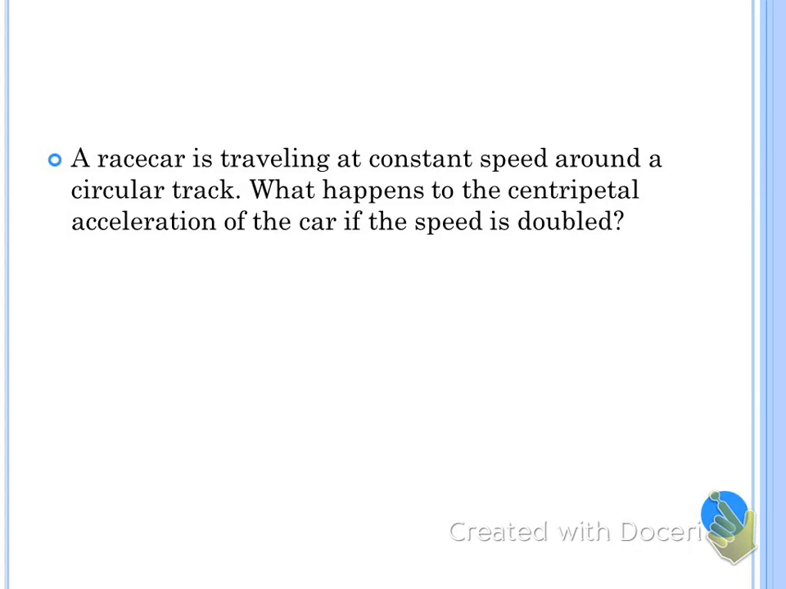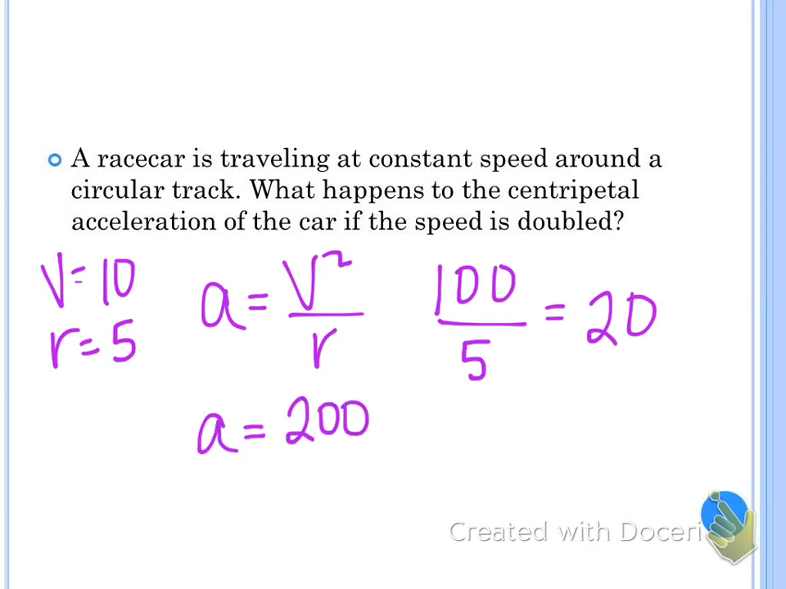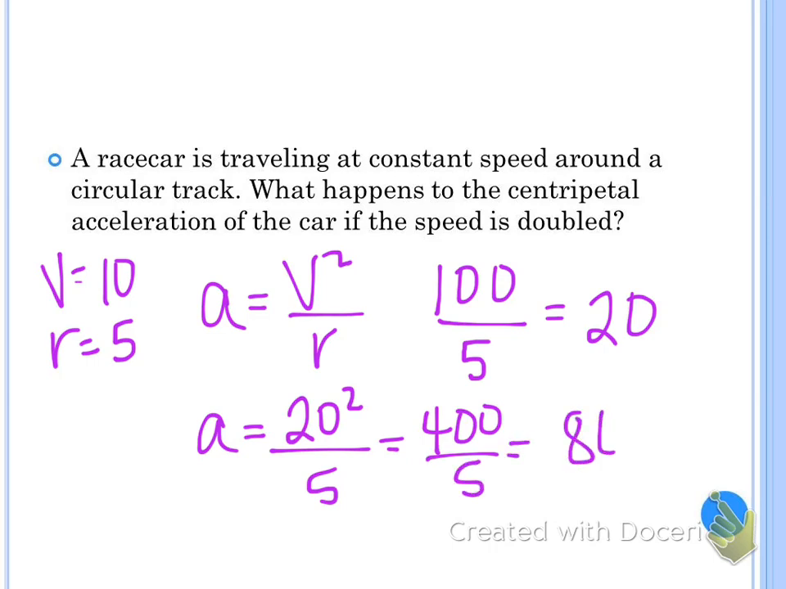So let's say that our constant speed, our velocity at first, is 10. Okay, we'll just say our radius is 5. If we know acceleration is v squared over r, so if my original was 10, that gives me an acceleration of 20, right? 10 squared over 5 is 20. If I double my velocity, is my radius going to change? No. So 20 squared over 5, which is 400 over 5, okay, so it's 4 times larger.